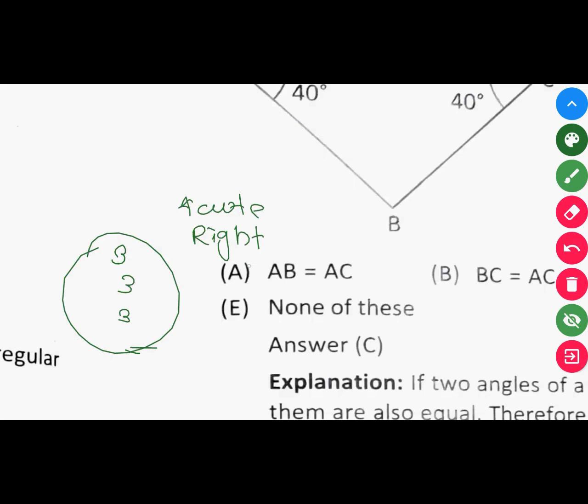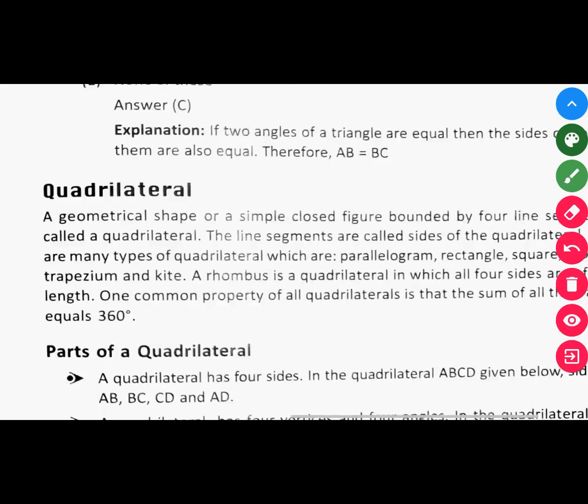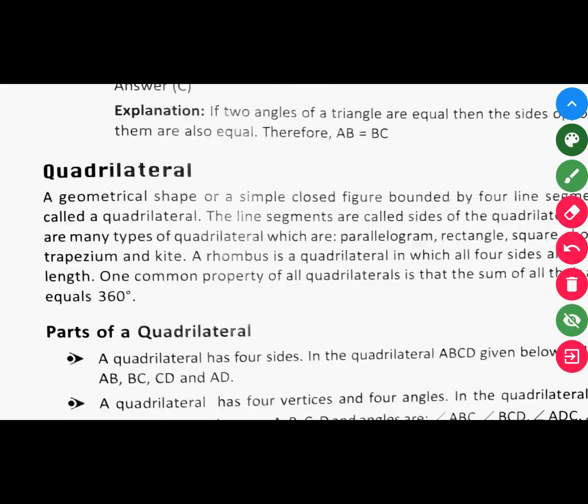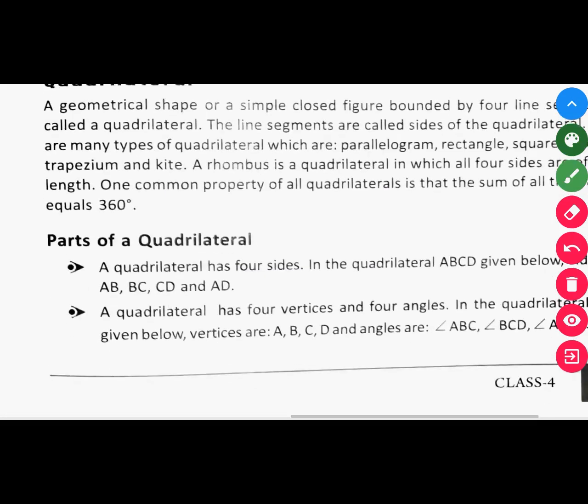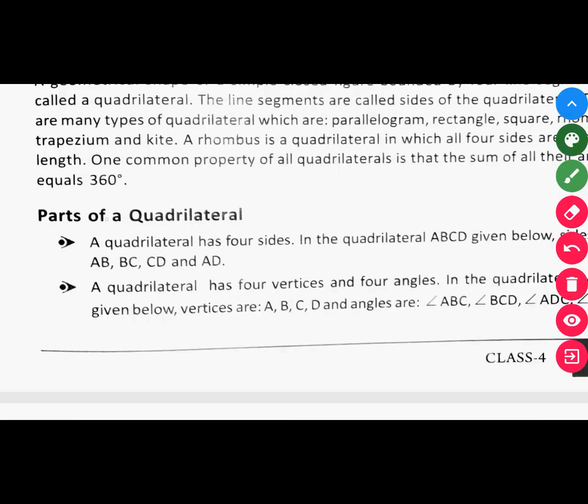Okay, now we are moving ahead to quadrilateral. So what is meant by quadrilateral? Quadri means 4. So when 4 line segments bound one closed figure, then it is known as quadrilateral. A quadrilateral may be a parallelogram, rectangle, square, trapezium, kite-like structure or rhombus. Anything can be a quadrilateral which has 4 line segments, 4 sides, 4 angles and 4 corners. See, I give you one example.